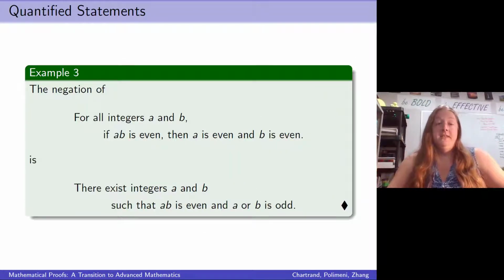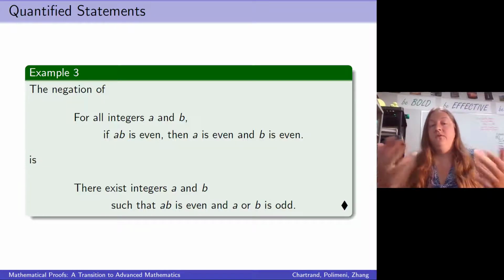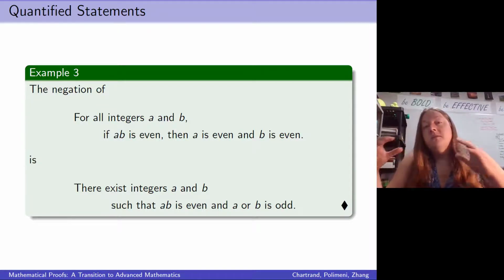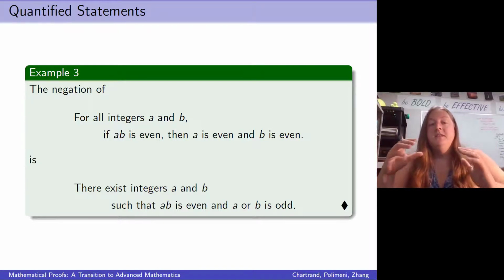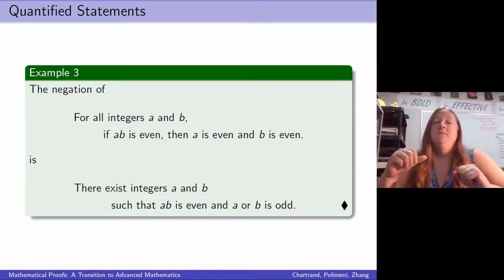So here we have another example of negating a universally quantified statement. If we have the universally quantified statement for all integers a and b, where a and b are in the integers, there we go, we have our domain. And we're looking at all of them, universally quantified. Then the next part is our open sentence. Our open sentence says, if a times b is even, then a is even and b is even.